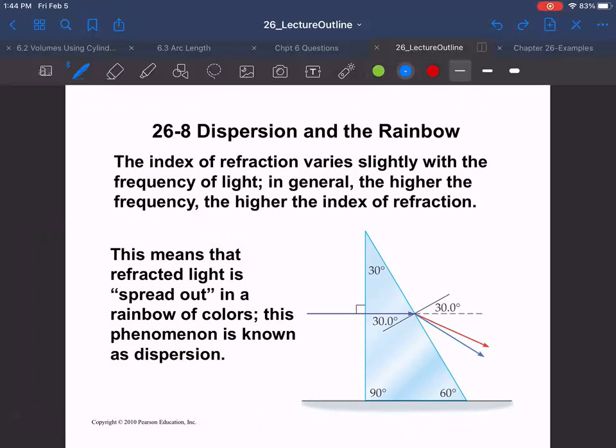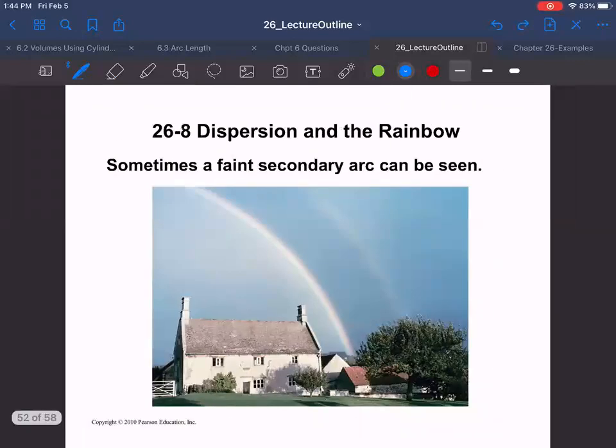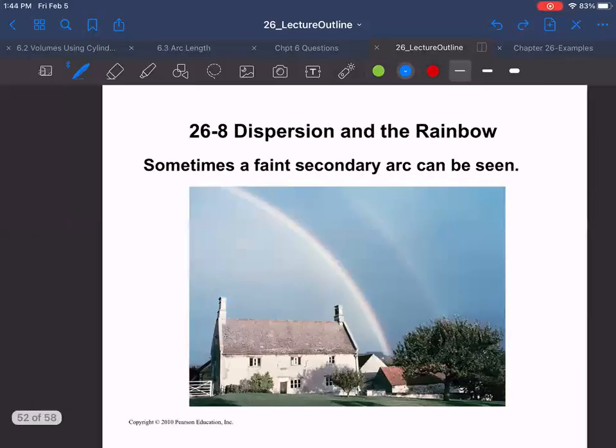Here we can start talking about dispersion and rainbows, or I guess, how much do we have left? We only have a few pages left, right? Just the rainbow stuff.